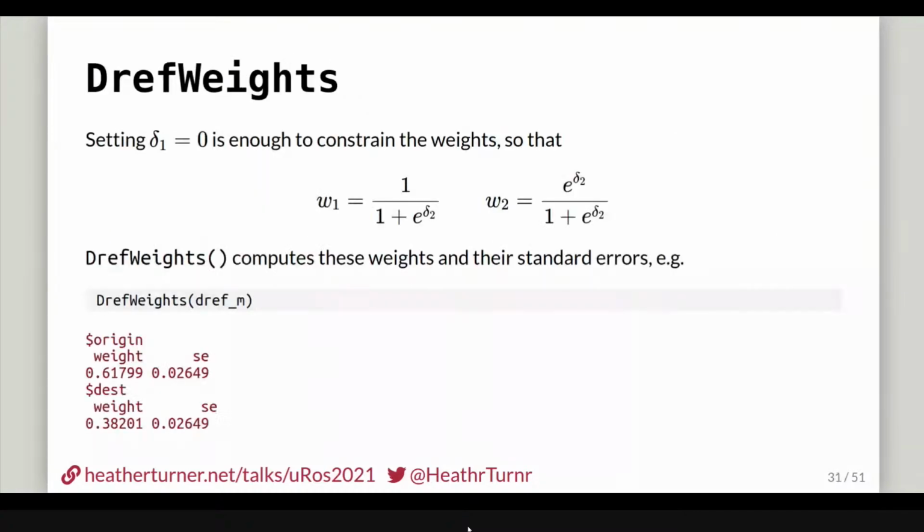Now, come back to the diagonal weights. In this case, as I say, we're estimating the deltas, and we can set the first delta to 0, and that will be enough to constrain the weights. And we can go back and refit the model doing that, and we'll get a standard error. But it's actually the weights that we're interested in, and so we have a convenience function to compute the weights and their standard errors using the delta method. So that's what I've got in the code there.